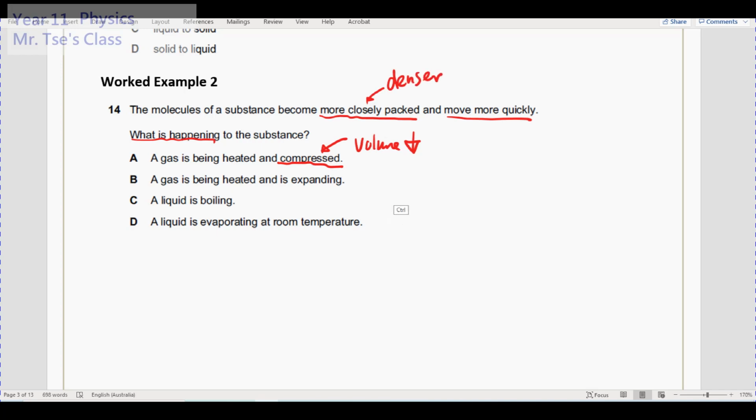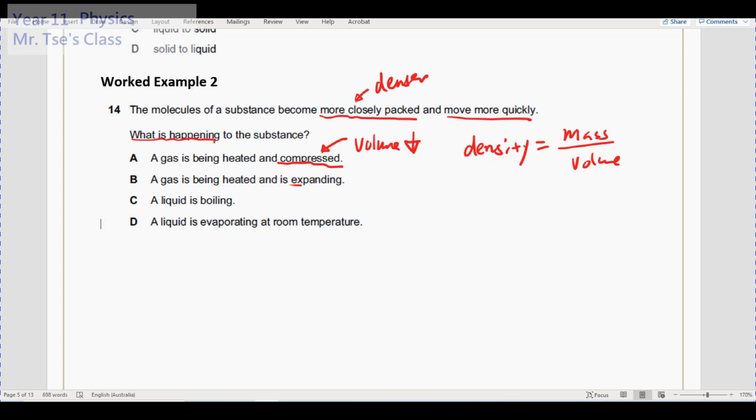Oh, sorry, I think I made a mistake here. So volume is smaller, so that's denser. Does smaller volume mean it will become denser? Yes, because density is just mass over volume. If you have smaller volume and the mass is the same, then density will be greater. All right, I hope that makes sense. So this looks like the answer for A, but how about B?